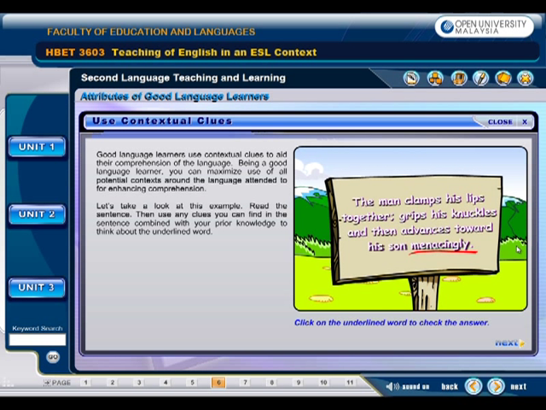Read the sentence. Then use any clues you can find in the sentence, combined with your prior knowledge, to think about the underlined word. Click on the underlined word to check the answer.